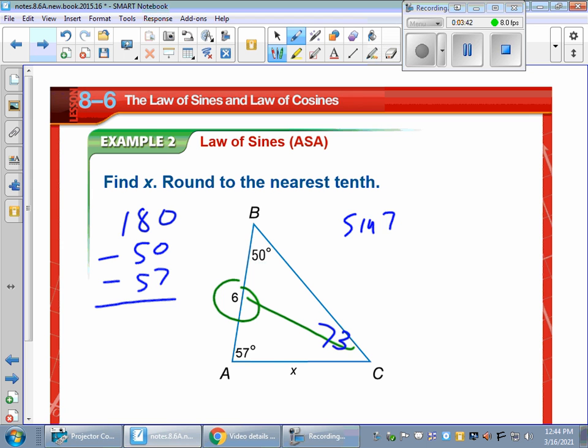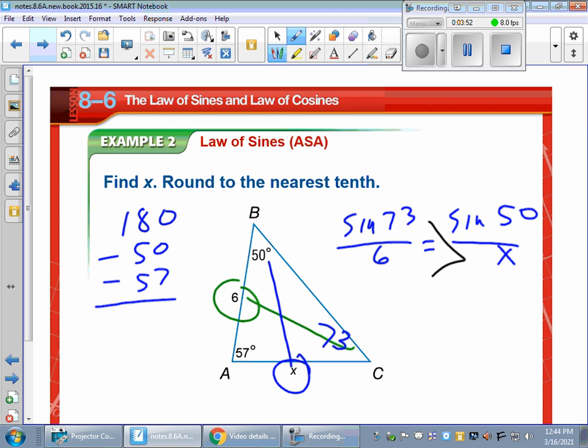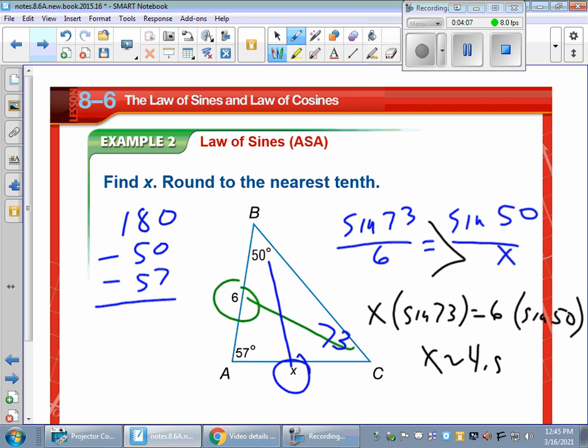So sine of 73 over 6, and then we're trying to find x, so we have to find the angle opposite. Sine of 50 over x, and then we're going to want to cross multiply and solve. So x times the sine of 73 equals 6 times the sine of 50, and again, that's all calculator work, and we should be able to output an answer. So x is about 4.8. You're going to check to see if this works.